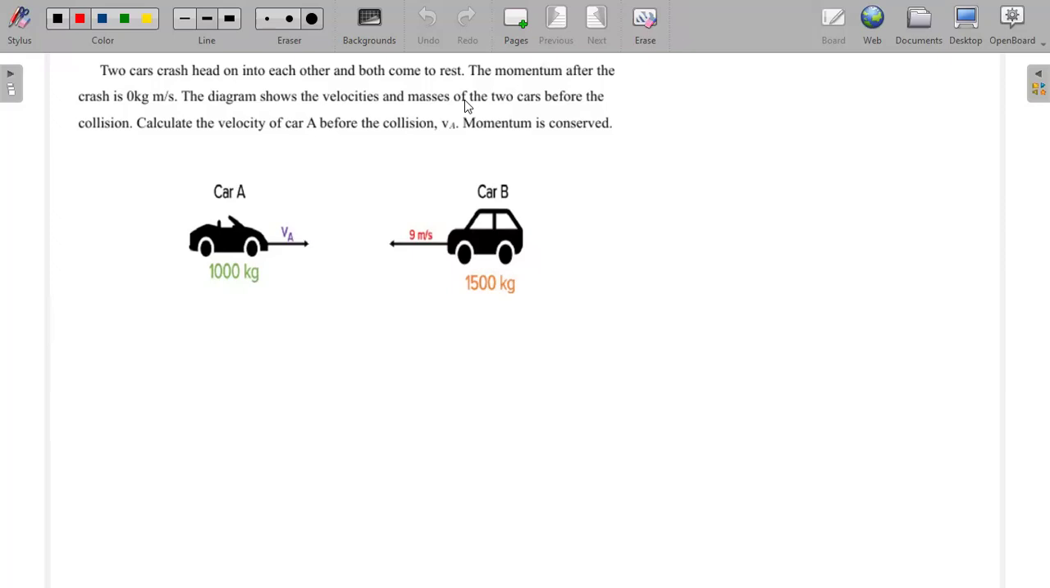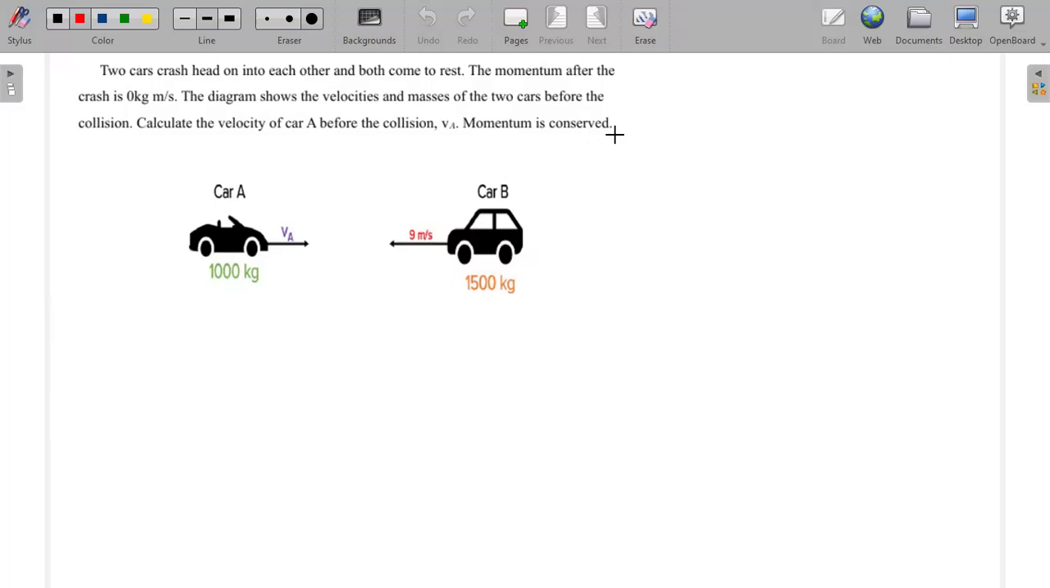All right, so let's look at this exam question about linear momentum and collision, which says two cars crash head-on into each other and both come to rest. The momentum after the crash is 0 kg m/s. The diagram shows the velocities and masses of the two cars before the collision. Calculate the velocity of car A before the collision, VA. Momentum is conserved.